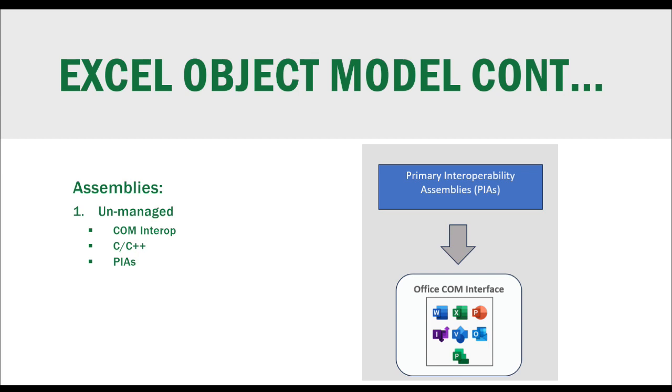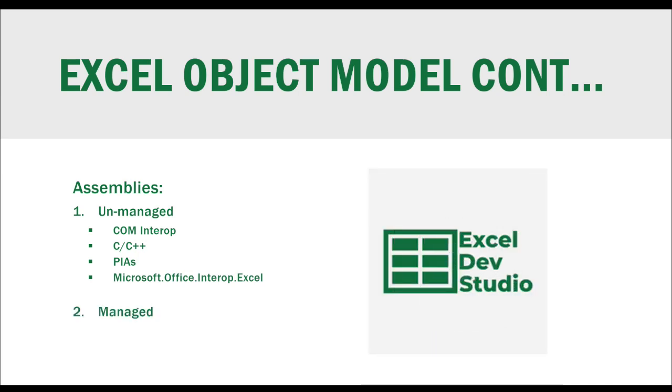There is a PIA for Excel and one for each of the other Office applications, such as Word and Outlook. The namespace for the Excel PIA is Microsoft.Office.Interop.Excel. Second, we have the managed assemblies. The managed assemblies for VSTO implement the properties, methods, and events defined by the PIAs. The namespace for the Excel VSTO extension assembly is Microsoft.Office.Tools.Excel. There are similar ones for other VSTO Office applications.